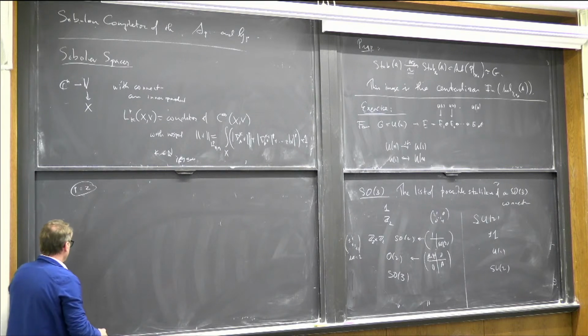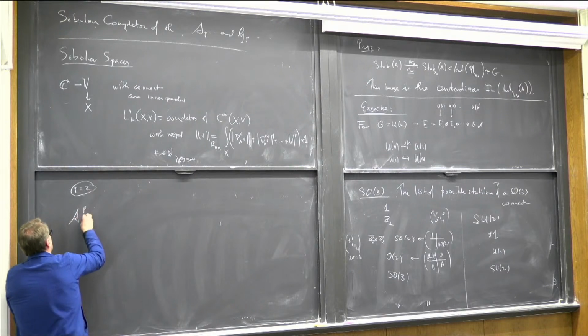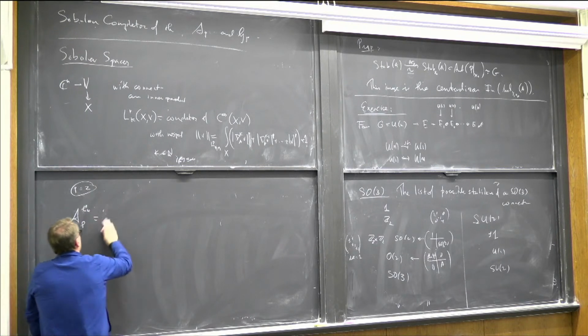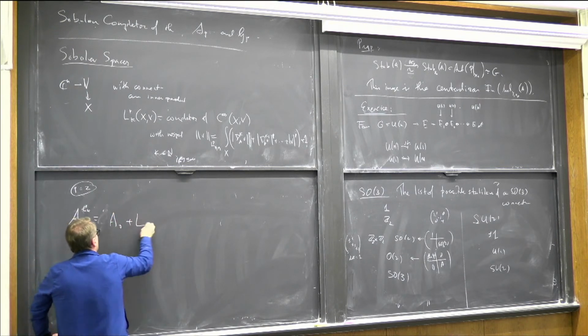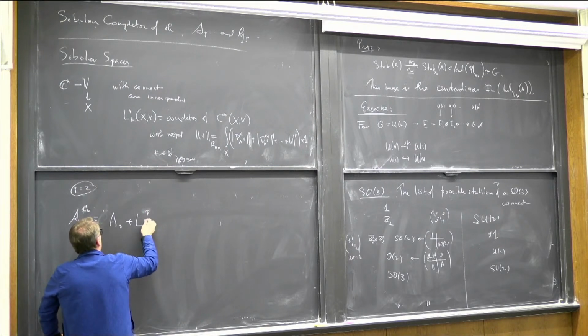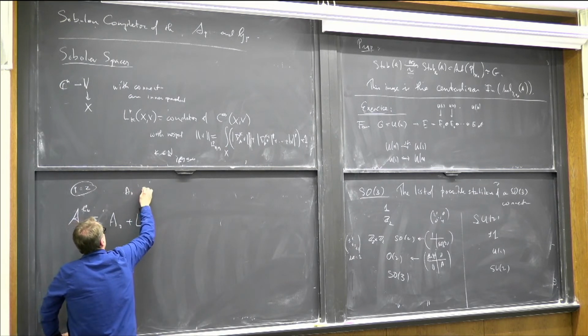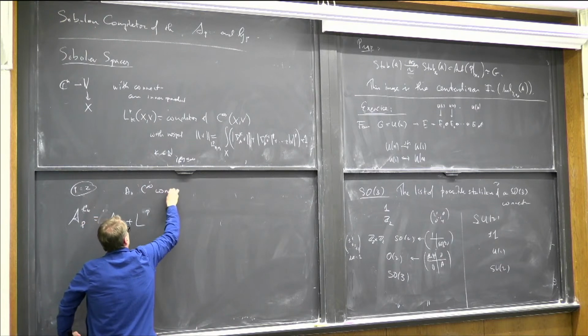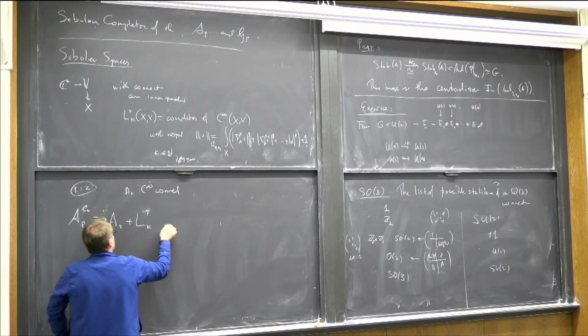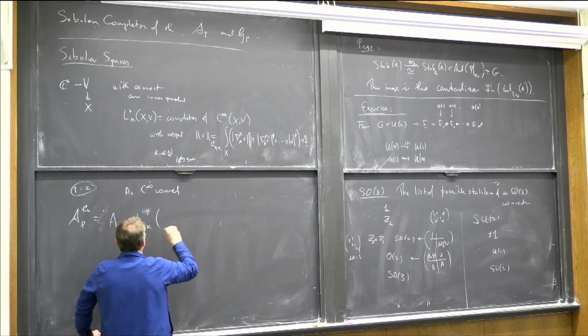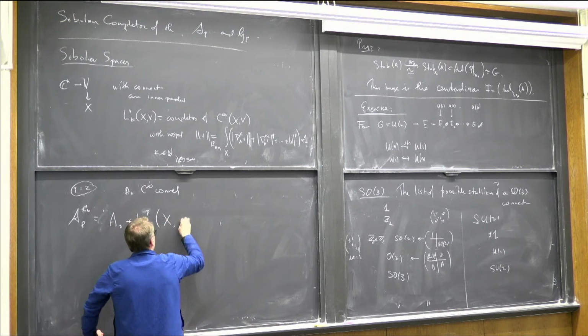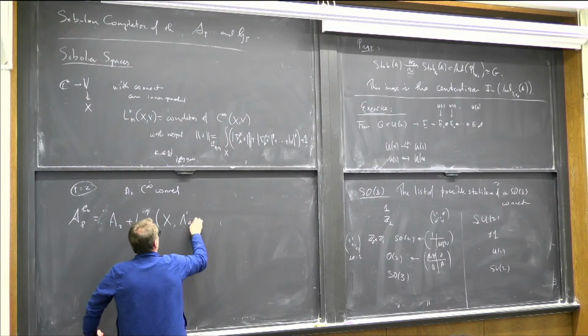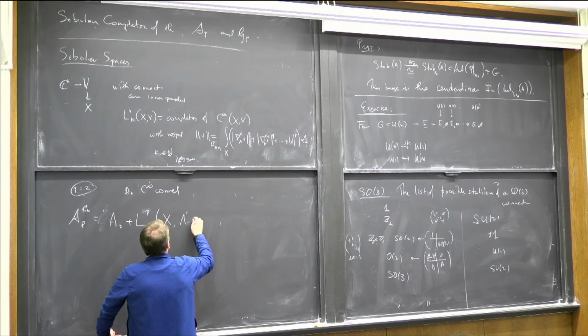But the thing that we want to do is define the L^p_k connections in P by taking a smooth connection, a C infinity connection, and looking at L^p_k sections over X of the bundle of one-forms with values in ad P.